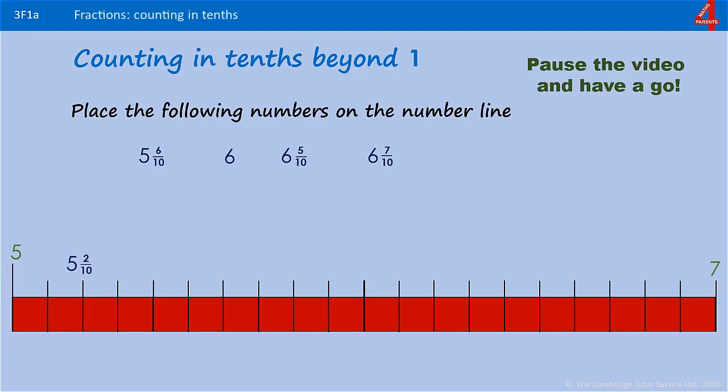So 2/10 after the 5 is 5 and 2/10. 5 and 6/10 will be 6/10 after the 5. 6 will be right in the middle because it's halfway between 5 and 7. 6 and 5/10 will be 5/10 after the 6. And 6 and 7/10, that's 2/10 after 6 and 5/10.